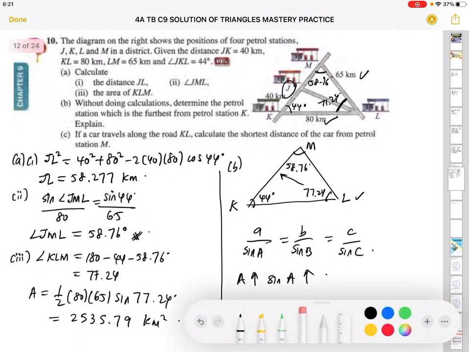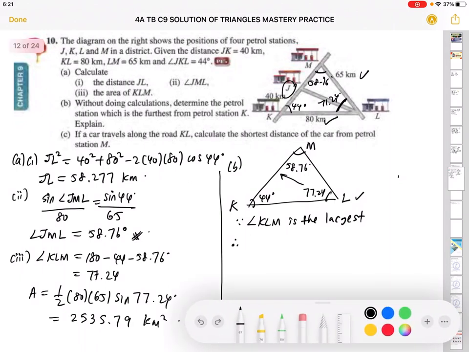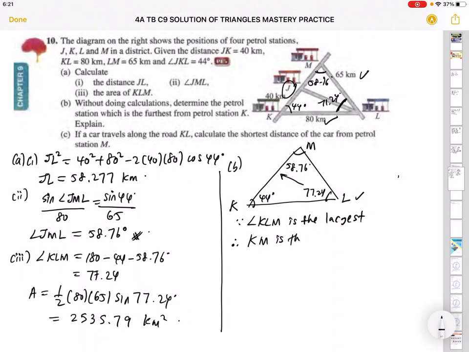So this is how you explain. Since angle KLM is the largest, therefore KM is the longest side, and if KM is the longest side, then we say petrol station M is the furthest, we should say farthest, petrol station. Okay, that's how you explain part B.